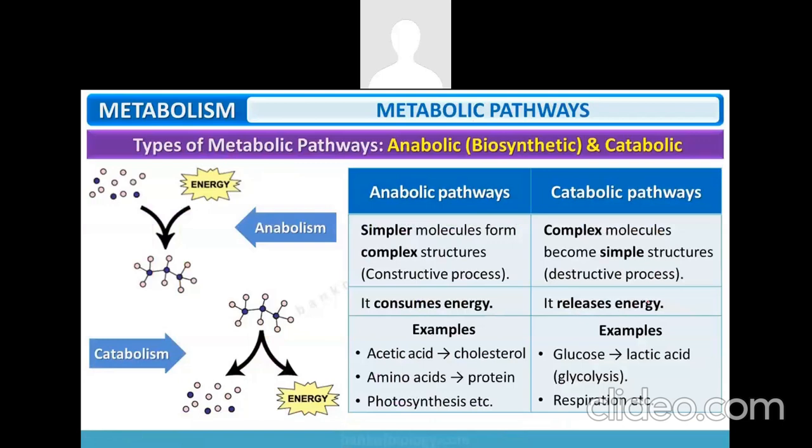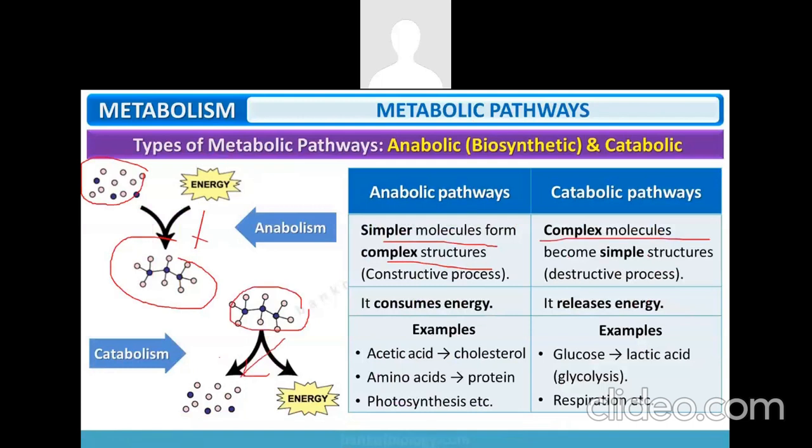The total metabolic pathway can be categorized into two. One is an anabolic pathway, and the other one is a catabolic pathway. Anabolic pathway means complex structures are formed from simpler molecules. So you can find a group of simpler molecules forming complex molecules with consumption of energy.